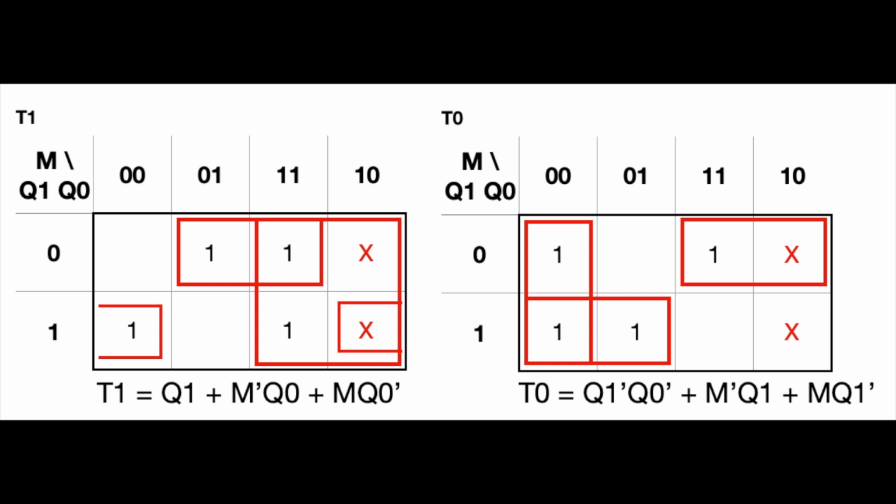The equations below are pretty self-explanatory. We just group all the 1s together and potentially our don't care conditions with the 1s. And we find the parts that don't change within the group and put that in our equation. You can notice that in our equation, the M prime and Q0 or M and Q0 prime acts the same as an XOR. That's the same with the T0 equation. So those are both acting as XORs.